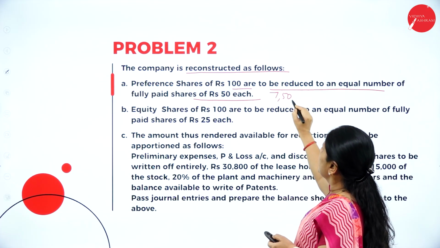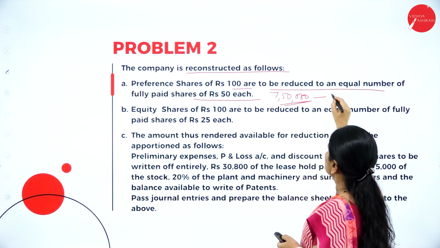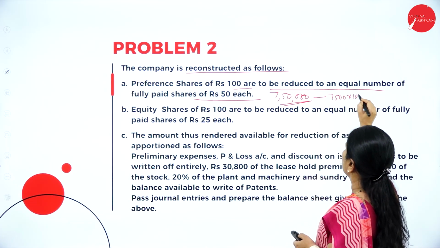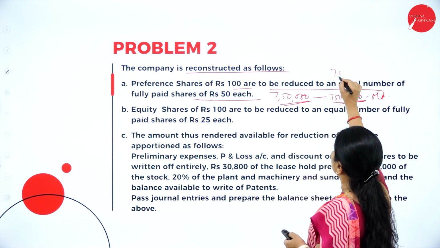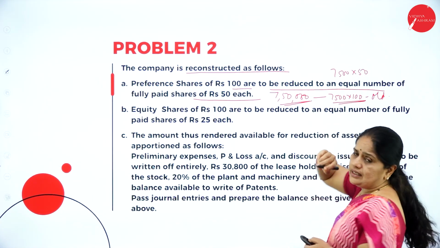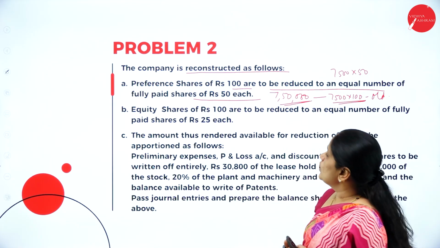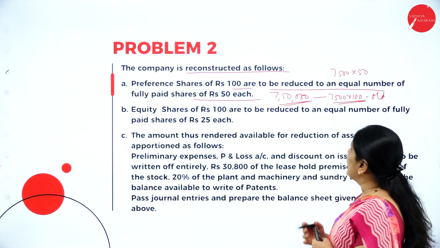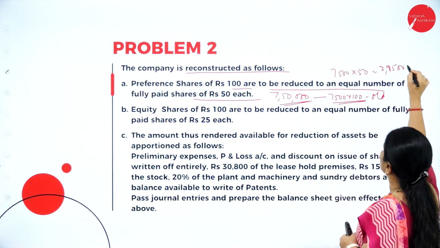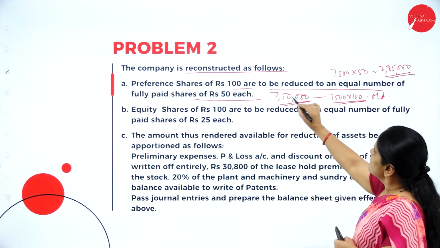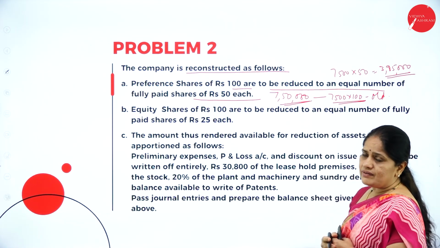So the share capital amount is 7,50,000, and this is being reduced. So 7,500 into 100 is the old capital. Now the new capital will be 7,500 into 50. So the paid up value of the share of 100 rupees is being reduced to ₹50, and we have to make the adjustment here. 7,500 into 50 comes up to 3,75,000. So out of 7,50,000, you deduct 3,75,000, and you will be left with 3,75,000 rupees.